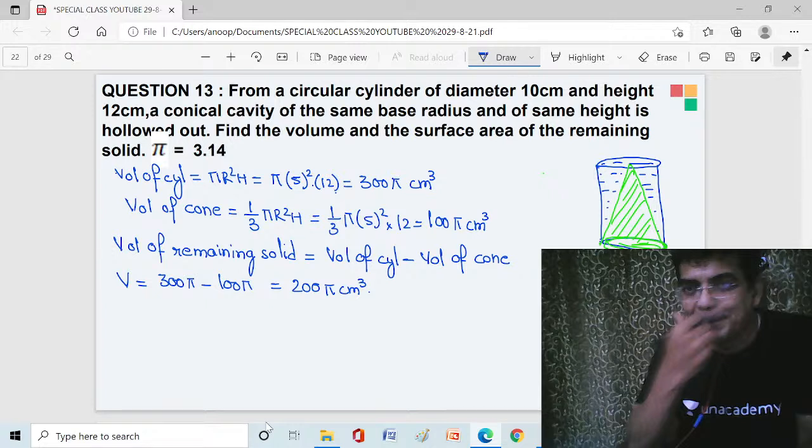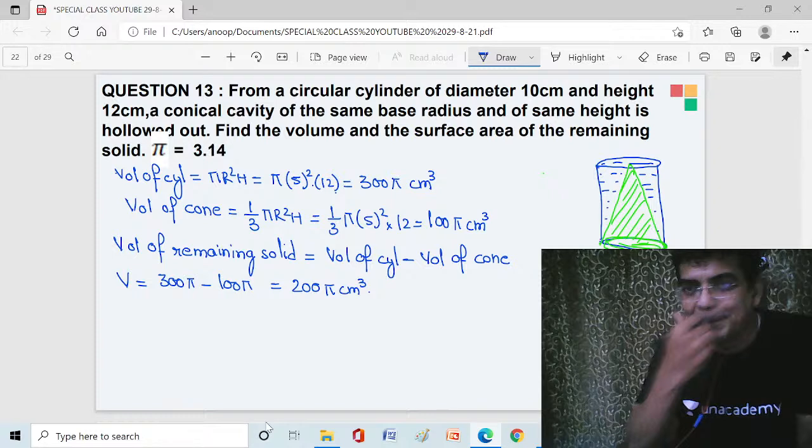Next they say find the volume and the surface area. Now how many surfaces can you see? If I talk about the surfaces, you can find the surface area of a cylinder because the cavity has been made inside. So from outside, it's still the surface area of cylinder, that is 2 pi rh. This is one surface. From above, it's still a circle, so it's pi r square.